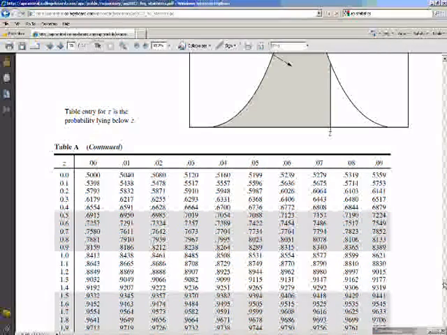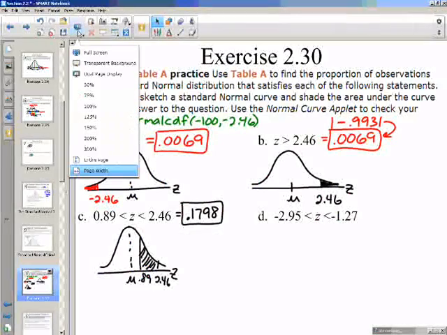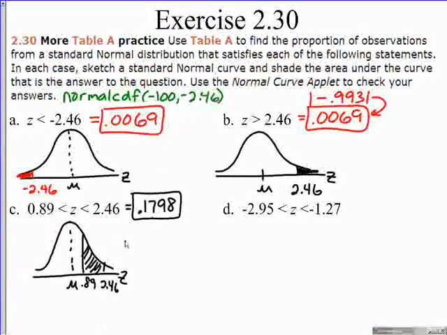The area to the left of 0.89, let's take a look at that. 0.89 is right here. So what I would need to do is take that value that we had for 2.46 and subtract that to find the area in between. So that's going to be 0.9931 minus 0.8193.